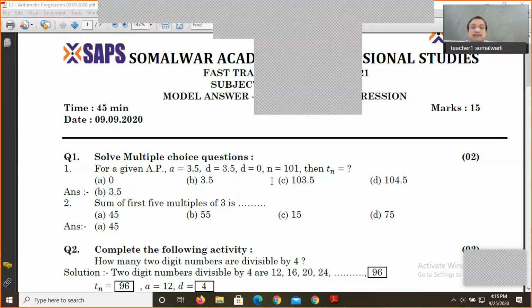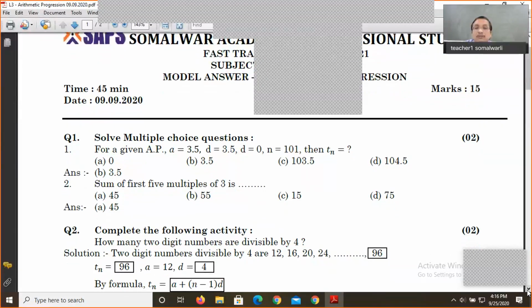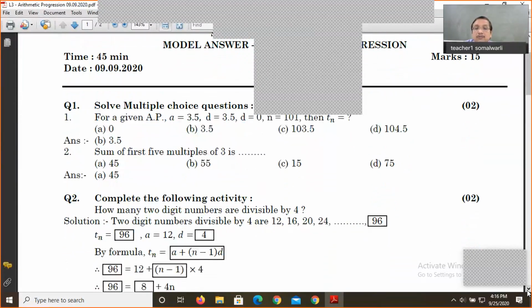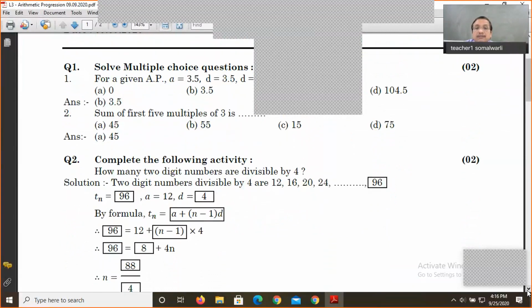So let's move ahead. As expected in each exam, as per the format given by the board, you have to complete the activities, and it is very simple, you have to go for filling up only. But take care, you have to solve this and find the answer.